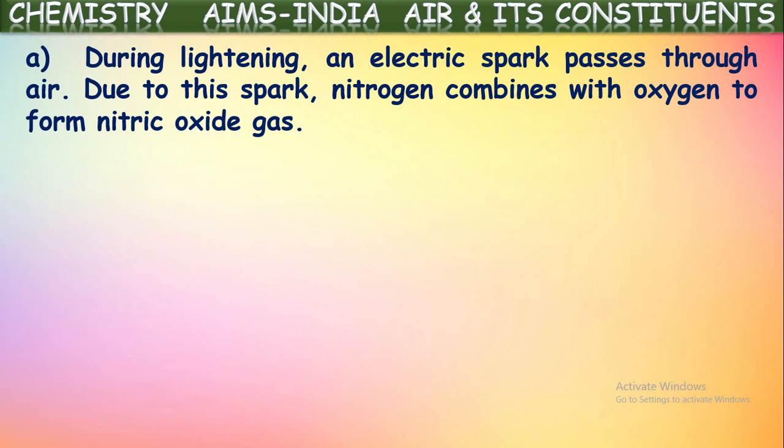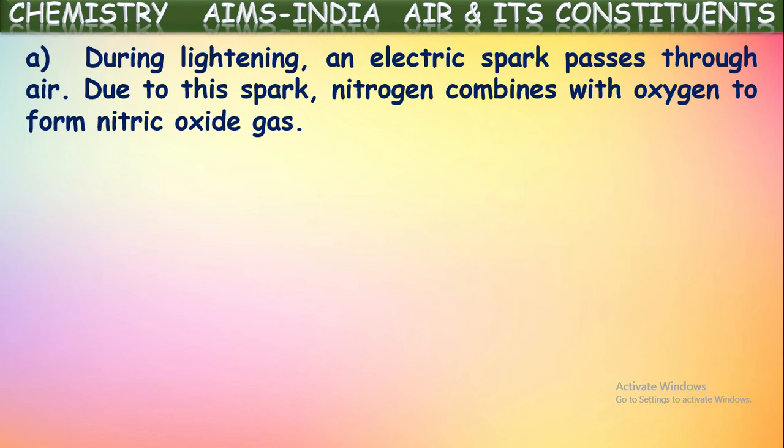One method is shown here. During lightning, an electric spark passes through air. When it is going to rain, we observe lightning in the sky, isn't it? During this, an electric spark passes through the air. Due to this electric spark, nitrogen combines with oxygen to form nitric oxide. Generally, nitrogen and oxygen are both mixed in the atmospheric air.